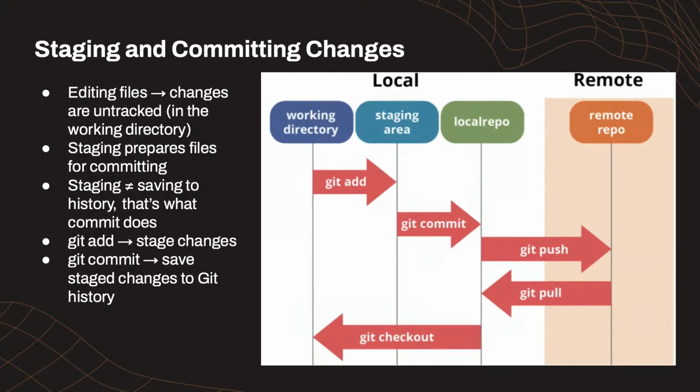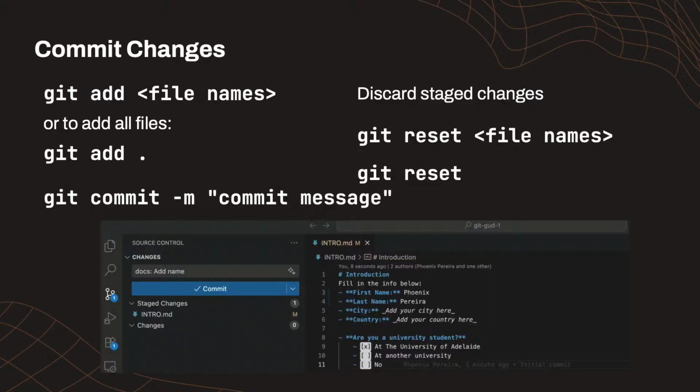So basically there's some commands. So the first one is git add. That basically stages the changes. And then you do git commit to actually save the staged changes to the git history. So yeah, here are the commands again. So you can do git add and file names to add specific files. So you can do git add intro.md to add that file, or you can do git add and then a full stop to add all the files in the folder.